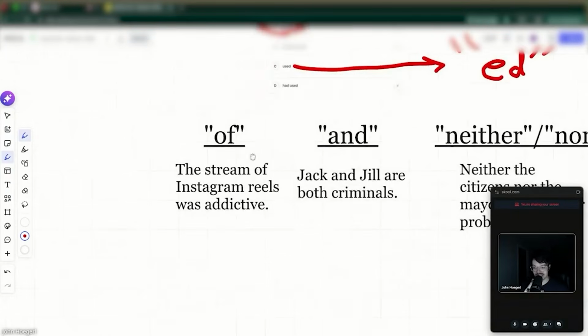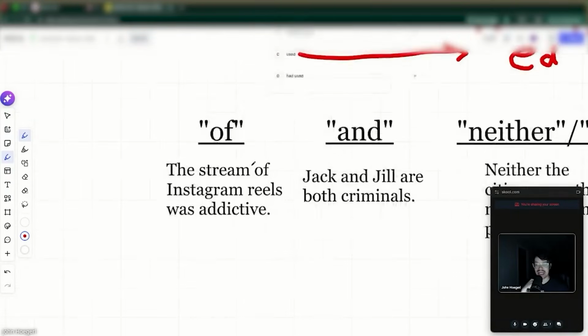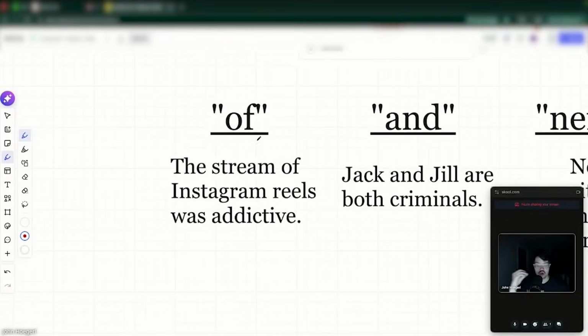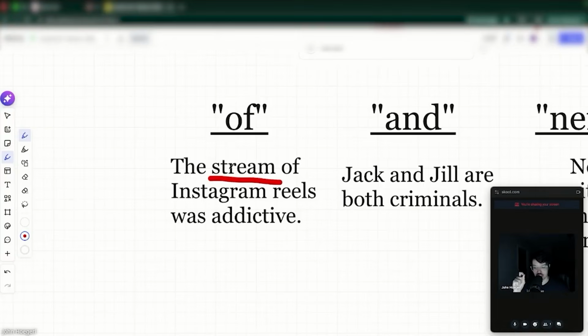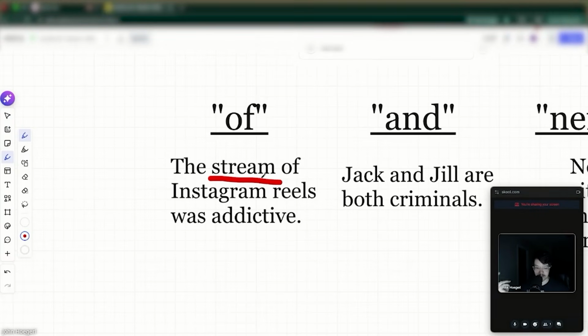Some other notable exceptions, well, not exceptions, but just things you should know: if we have "of" in the subject, you look at the word before the word "of" when determining if it's singular or plural. "The stream of Instagram Reels was addictive." The noun here would be stream. It would not be Instagram Reels because that part is after the word "of." "Stream was," yes, that'd be singular, so that makes sense.